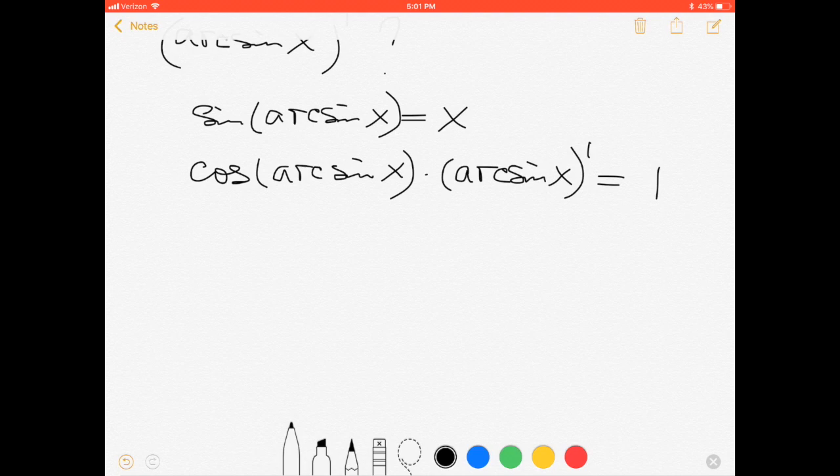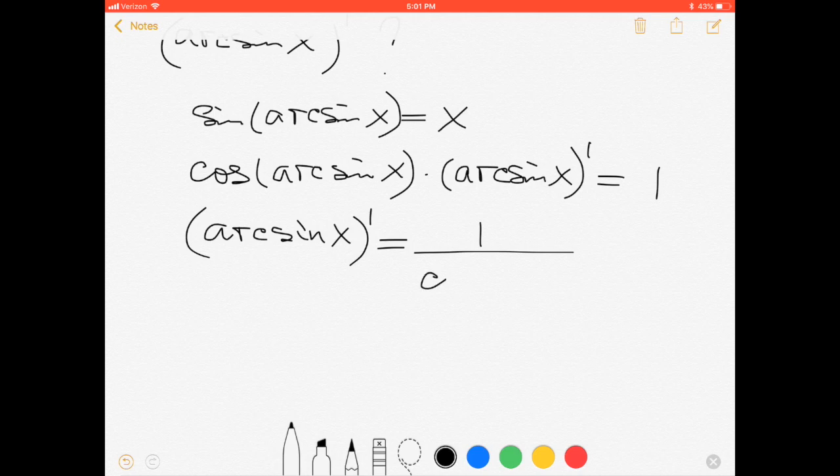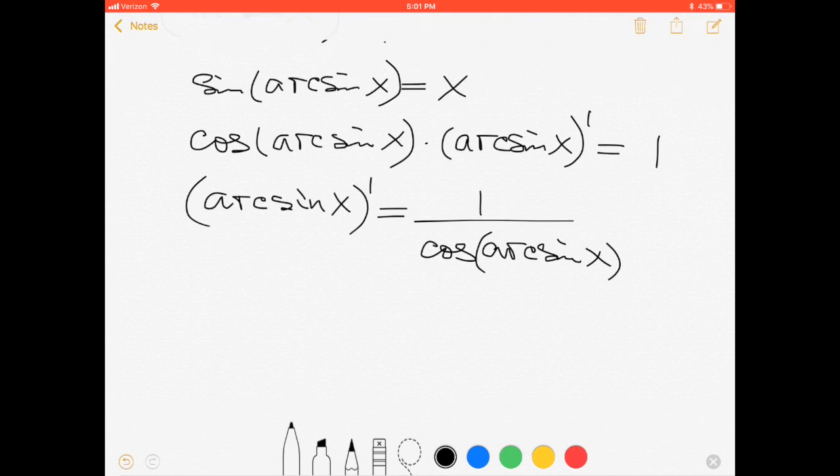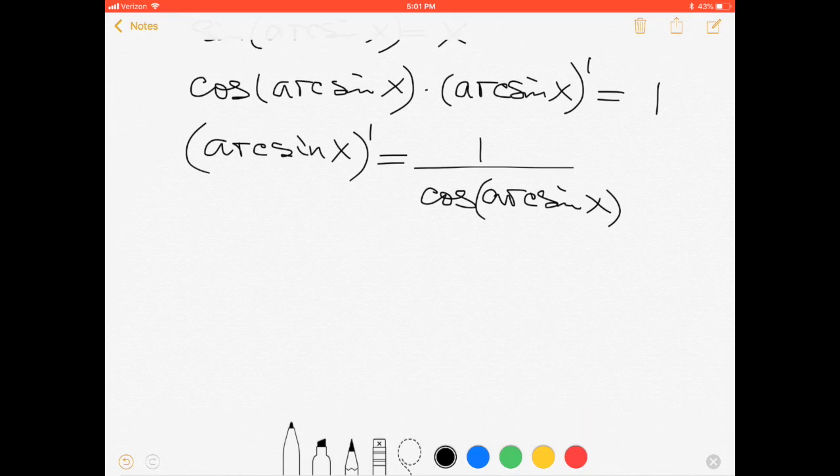This means what kind of situation do we have? We have the derivative of arcsine x will be 1 over cosine of arcsine x. Great, but not useful. We try to go back to our function. Okay, how can we do it? We have arcsine x equal y. Use our triangle.